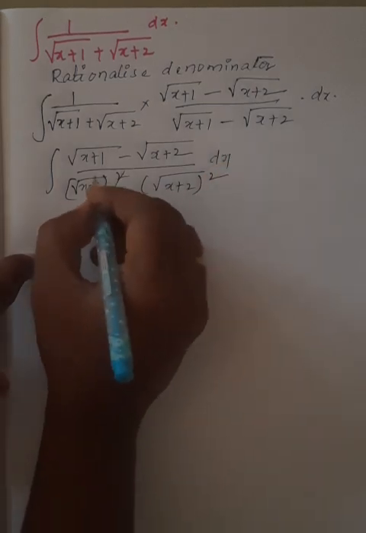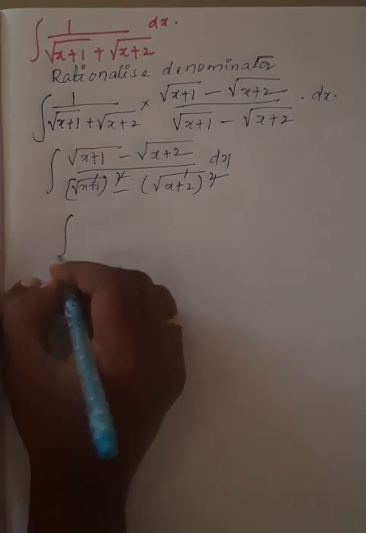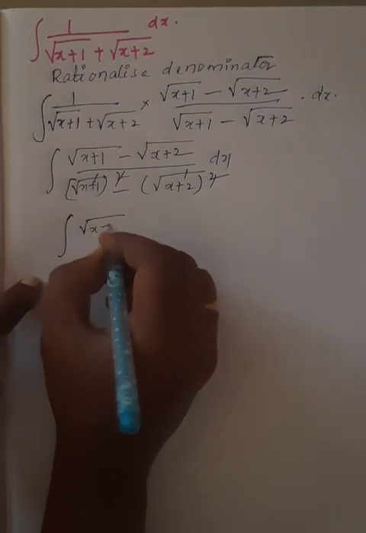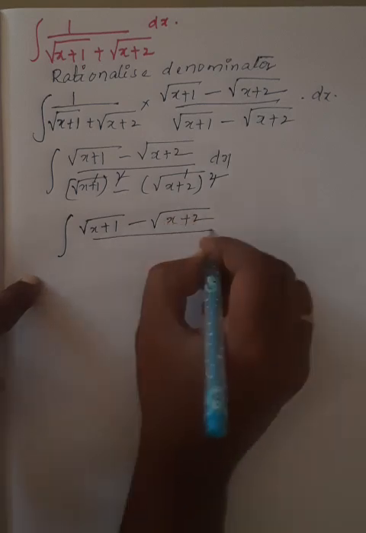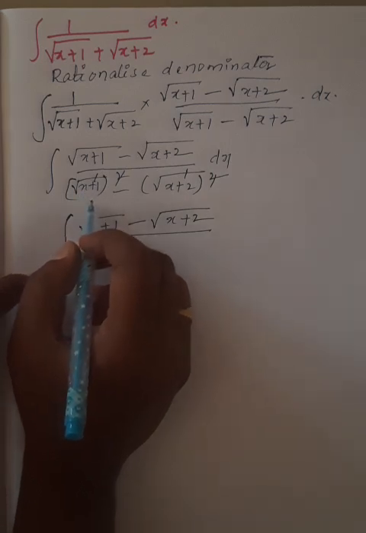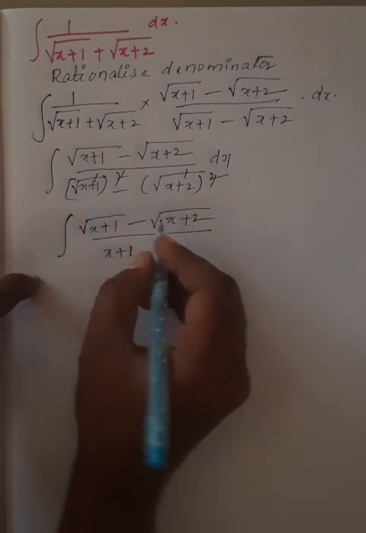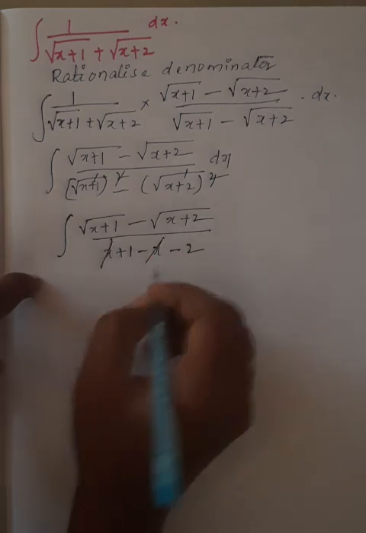Now the square root will get cancelled. So it will become root x plus 1 minus root x plus 2 divided by x plus 1 minus x minus 2. Here the remaining is x plus 1, minus into x is minus x, minus into 2 is minus 2. So plus x minus x will get cancelled.